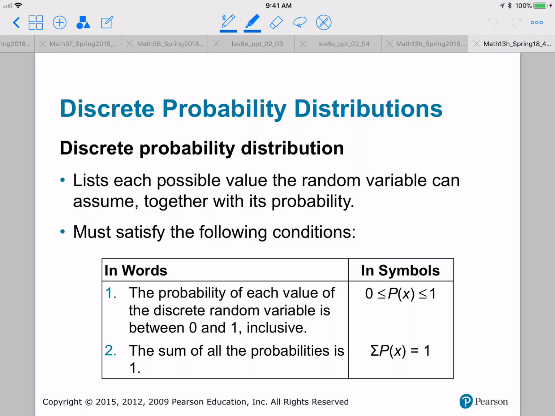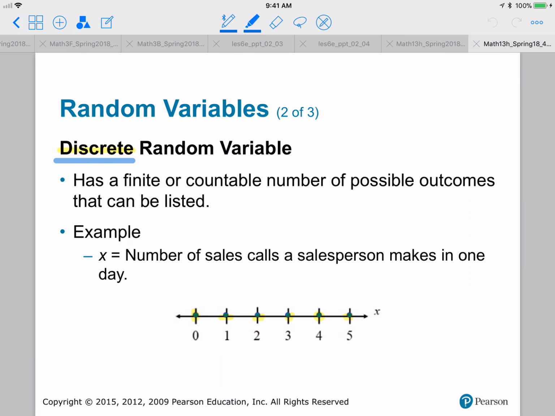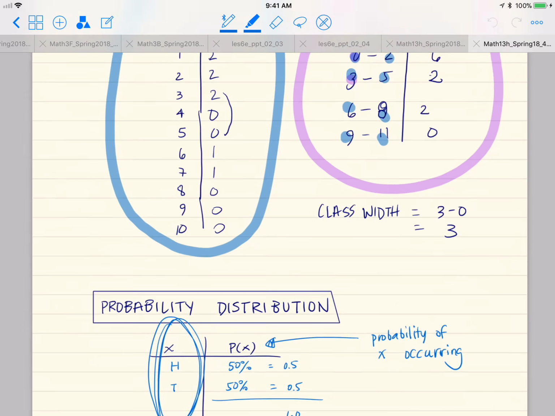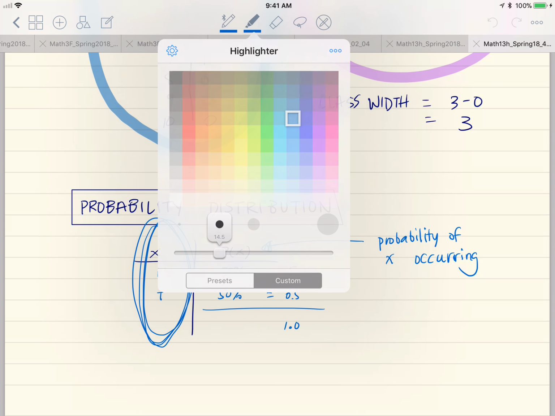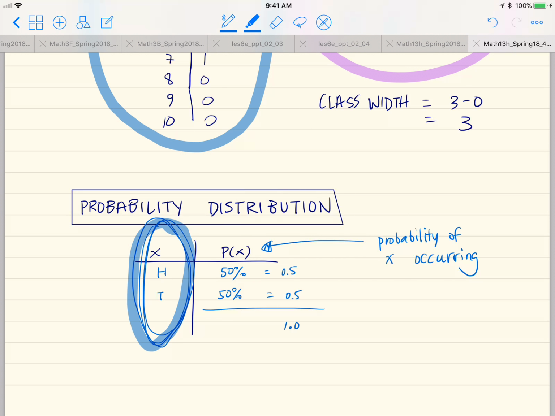Now let's look at probability distributions. Okay. We talked about this a little bit before. Basically, for a probability distribution, in the left-hand column, you're going to put all of the possible outcomes. Okay? So you're going to list all of the possible outcomes of your random variable.